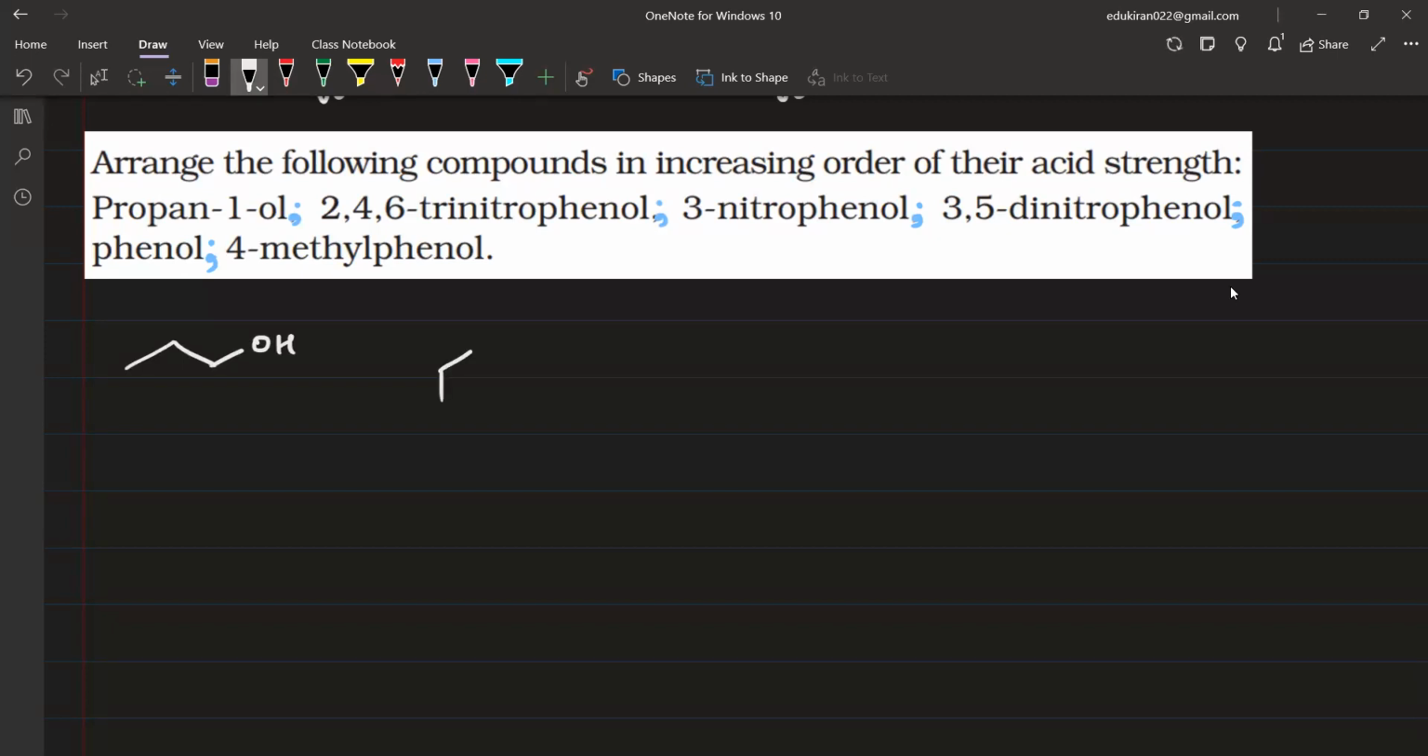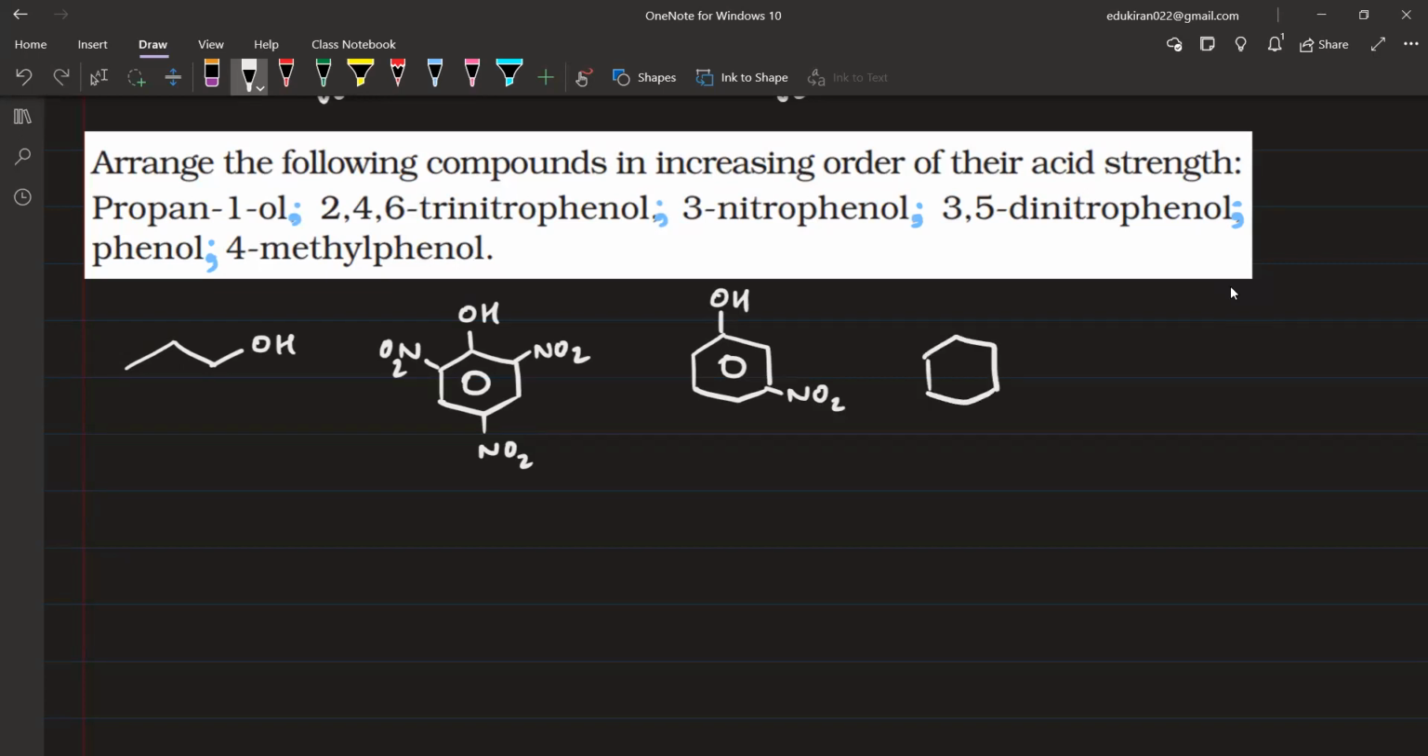2,4,6 trinitrophenol. So we have phenol, OH, NO2, NO2, and NO2. And then you have 3 nitrophenol. So we have phenol, OH, and NO2 like this. 3,5 dinitrophenol, which will be OH, NO2, NO2.